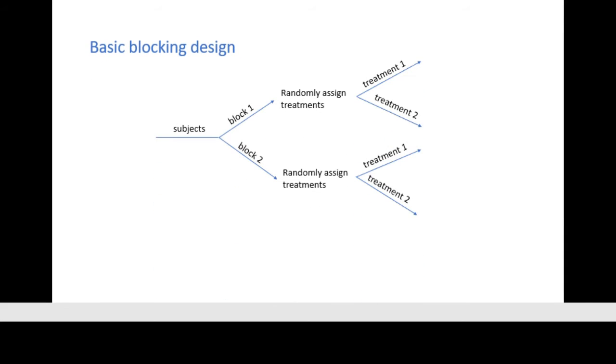Subjects would first be separated into their respective blocks. Then the experimenter could randomly assign treatment to the groups. Comparing the last values would help us see whether the blocking variable had an effect or not.